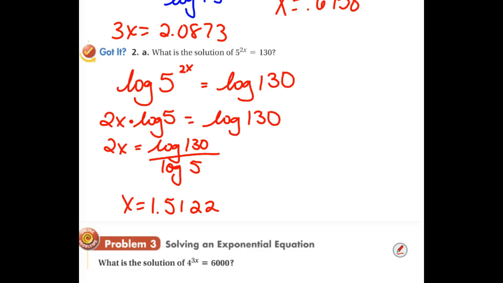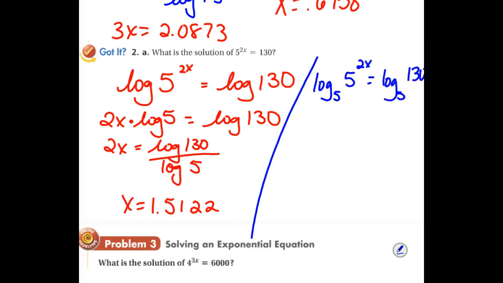Now, this is my preferred method because I think it helps you see that whole expanding idea, right? Moving powers to the front, why it works. I chose a base of 10 because I wanted my calculator to be able to find those decimals for me. I could have chosen a different base. If I have 5 to a power, and I take the log of both sides using a base of 5, what would happen? So log base 5 of 5 to the 2x equals log base 5 of 130.